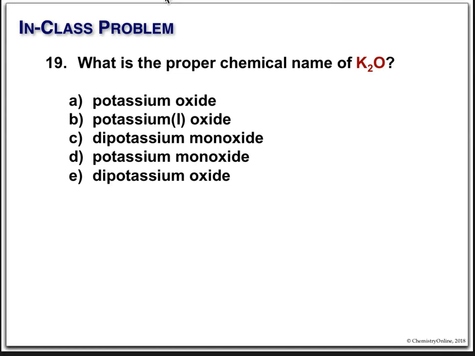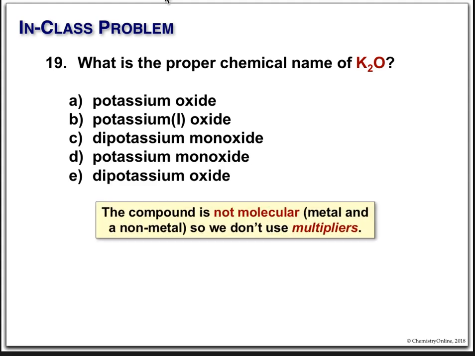Oh, we're going to name K2O. First thing we want to do is decide, is this ionic or is it molecular? We look at our periodic table. Potassium is right here in the first group. That means it's a metal. So it is not a molecular compound, it's ionic, and that means no multipliers.